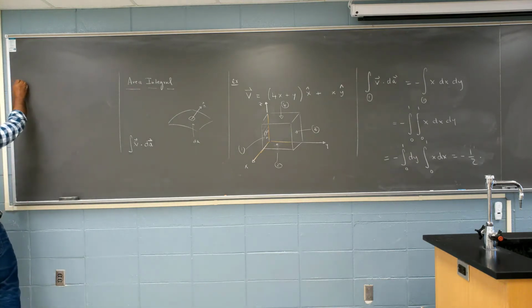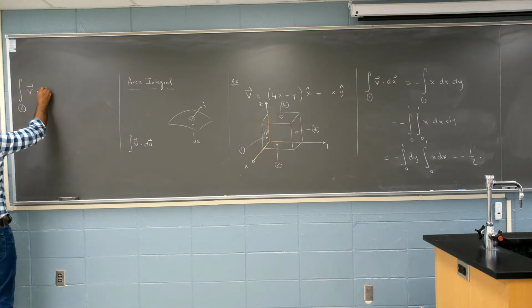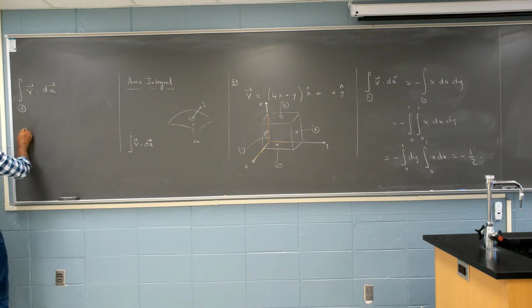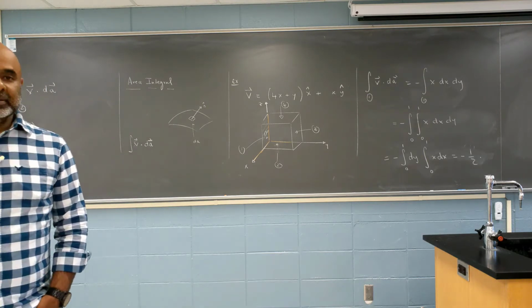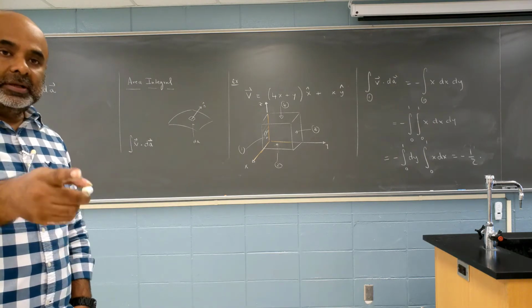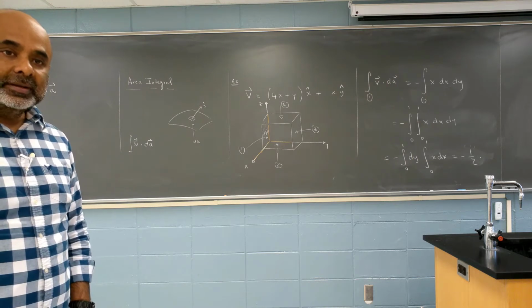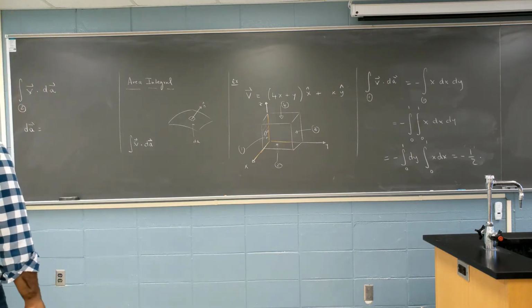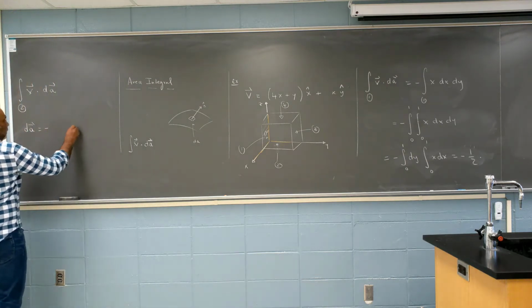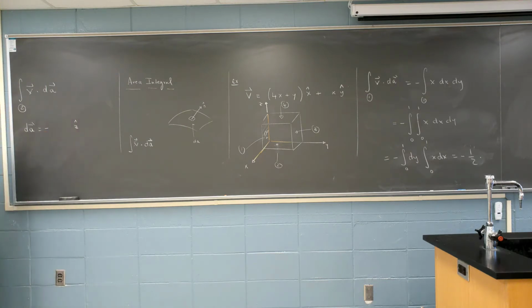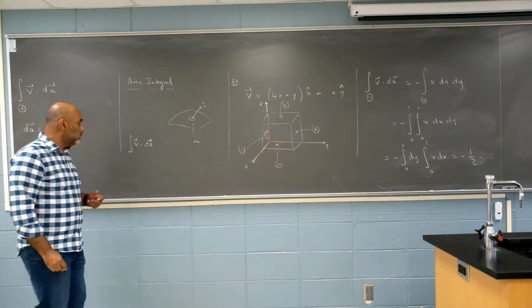For my area 2, V dot dA, what is dA? First of all, what's my outward normal? Melissa, outward normal. Negative z, good. Negative z hat. And what's my differential? The area. dx dy. Okay.